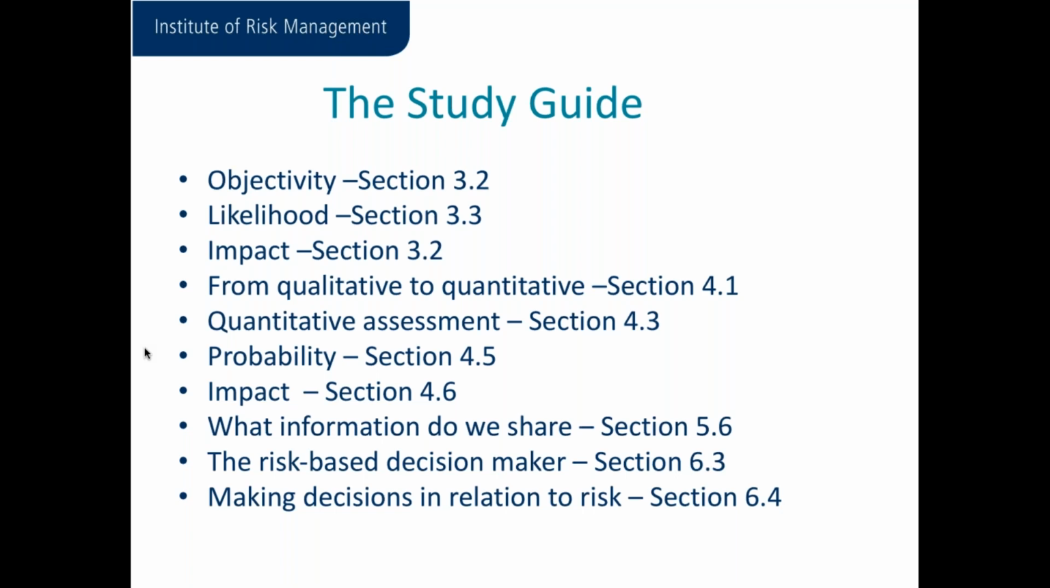The reason I picked up what information do we share in section 5.6 is the output. So when we're trying to talk about S-curves or risk matrices or density graphs. We also touched a little bit on the risk-based decision makers. So how do we make decisions? And then also in section 6.4, we talk about making decisions in relation to risk. So they're all linked.